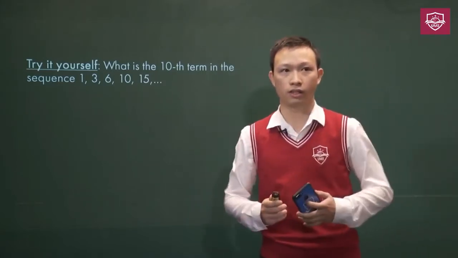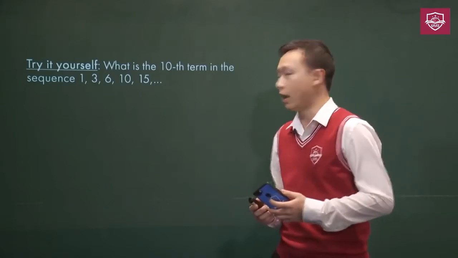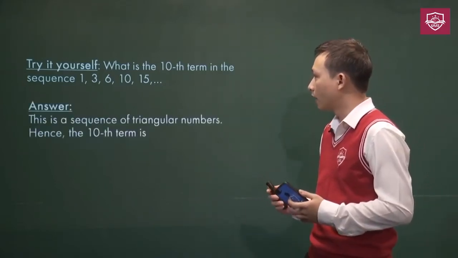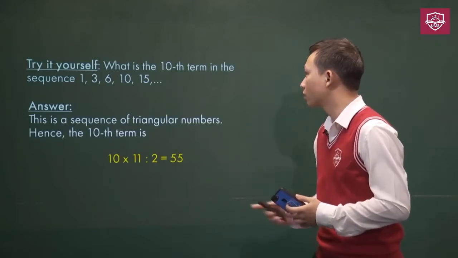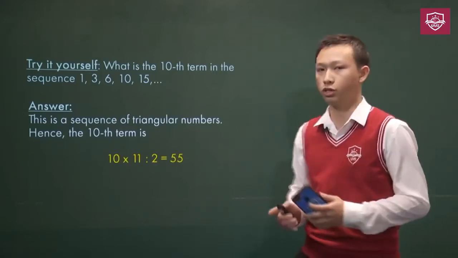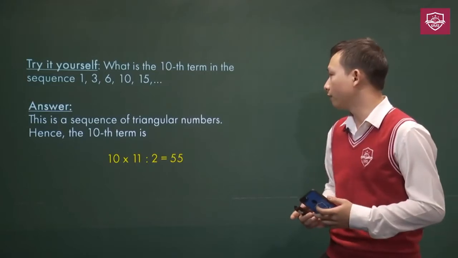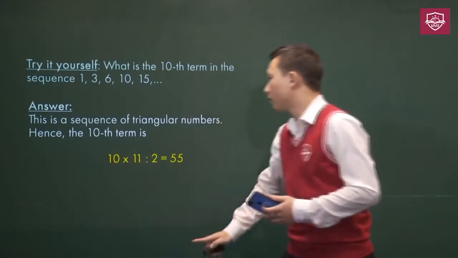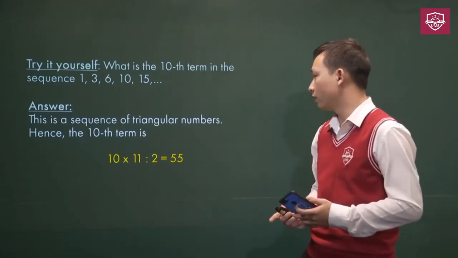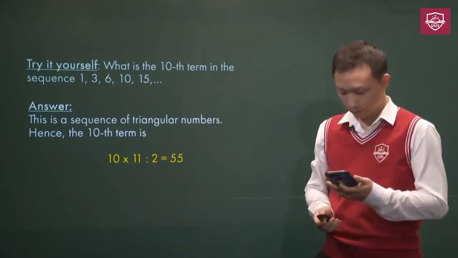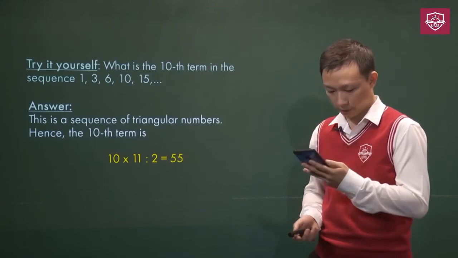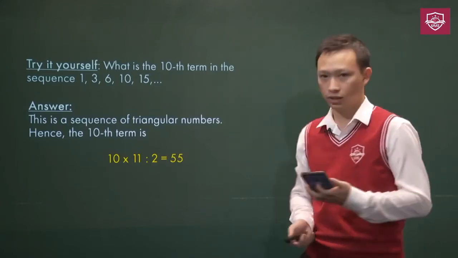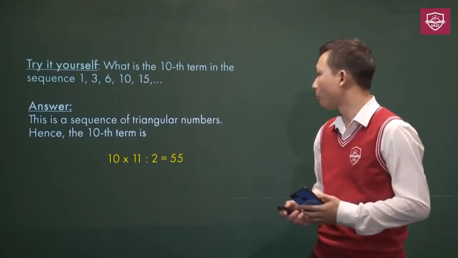Okay, now I believe that you all have your answer. Now let's check it. This sequence is a sequence of triangular numbers. So we just apply the formula. Because we are now calculating the 10th term, we have 10 multiplied by 11 divided by 2, and we have 55. Yeah, I have received the right answer from you. Okay, very good.